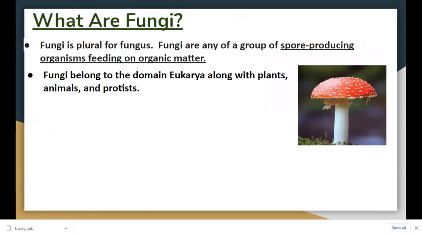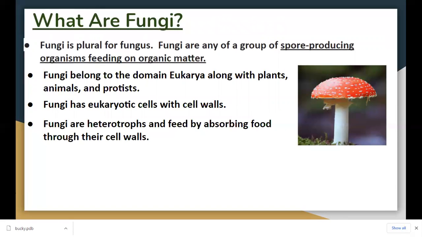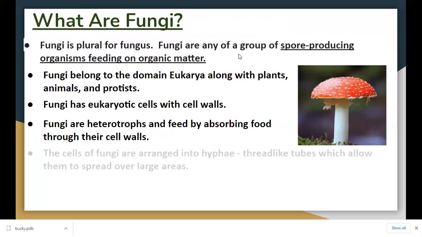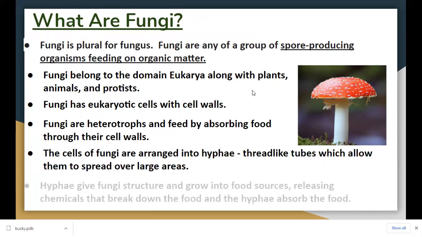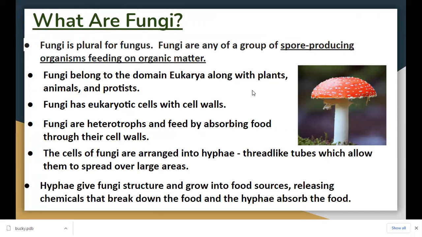Fungi belong to the domain Eukarya, just like the protists, the plants, and the animals. Fungi are eukaryotic cells with cell walls. And they are heterotrophs, and they feed by absorbing their food through their cell walls. The cells of fungi are arranged into hyphae. These are thread-like tubes which allow them to spread over large areas. Hyphae give fungi structure and grow into food sources. They release chemicals that break down the food, and the hyphae absorb that food.